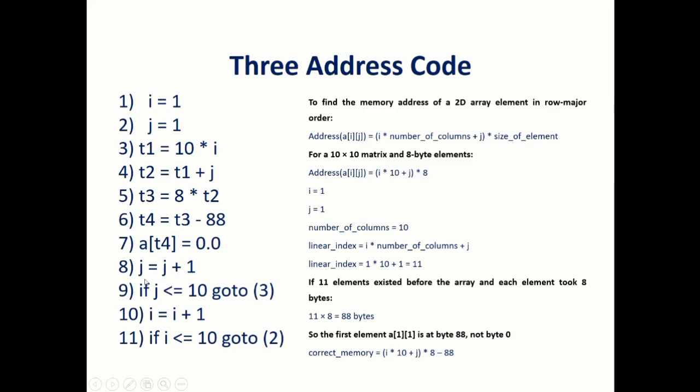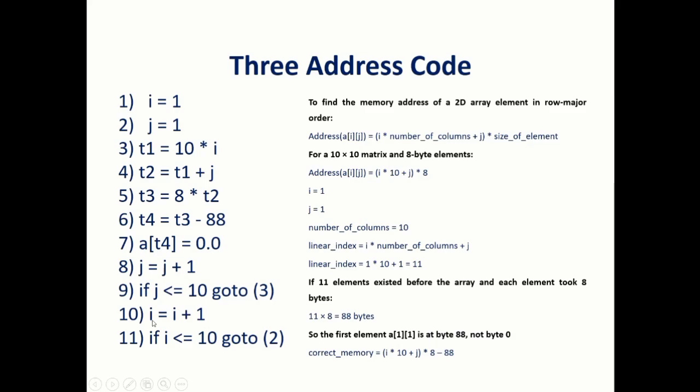Now j value becomes 2. After that it checks the condition j less than or equal to 10. If the condition is true, the statement is executed. That is, go to third line. The entire statement is executed. If we still have columns in this row, go back and compute for the new j.